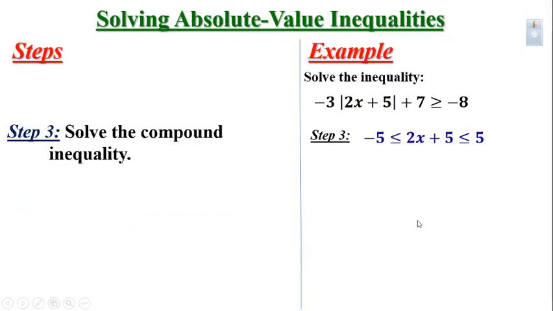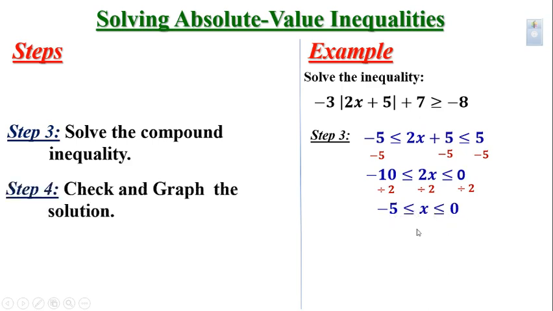Now, let's continue solving this compound inequality. It's a simple inequality. All we have to do is isolate the x in between. So we just subtract 5 from all parts in this example, and then we divide all parts by 2. Dividing all parts by 2 doesn't reverse the inequality because we're dividing by a positive. And so our solution is -5 is less than or equal to x, which is less than or equal to 0. So what we're going to do now is graph the solution and check.